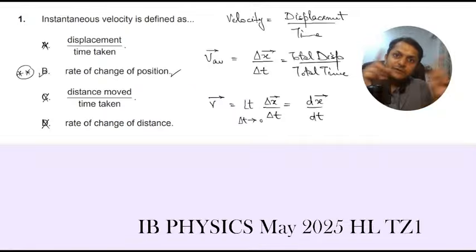So what is the displacement of the body between different positions? It is the change in position. That is defined as displacement. But of course it is equal to the shortest distance between the two. But this definition is much better and more authentic. So we will go for B. Definitely B is the correct answer.